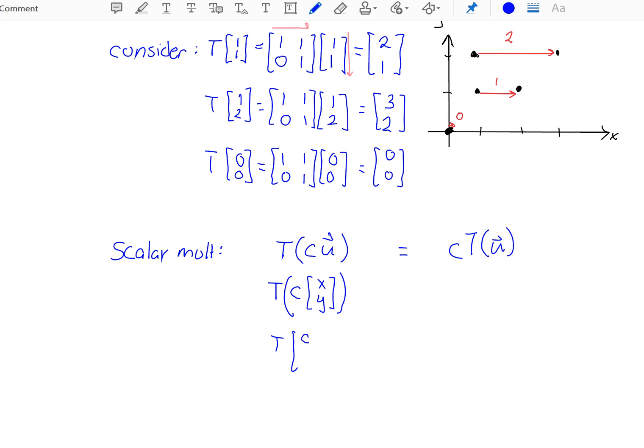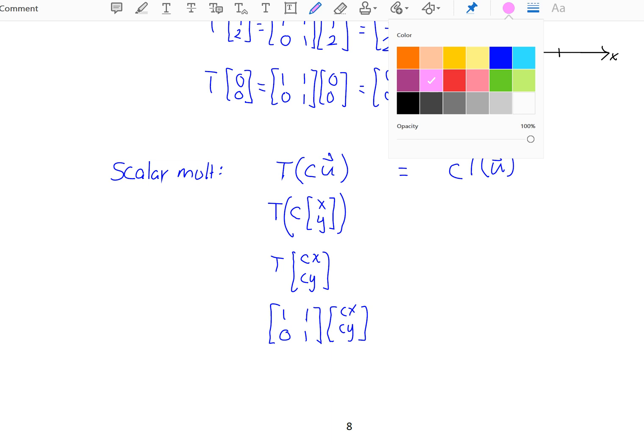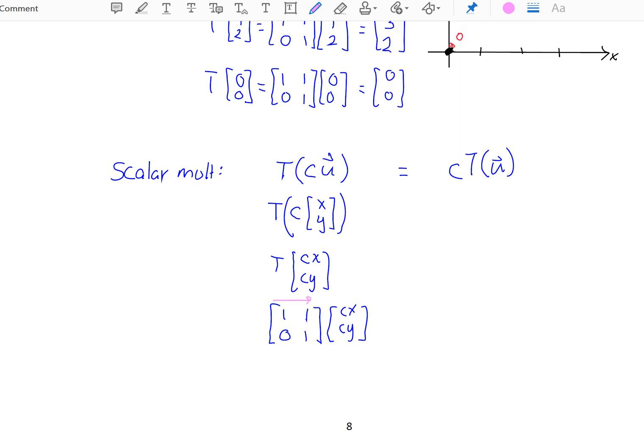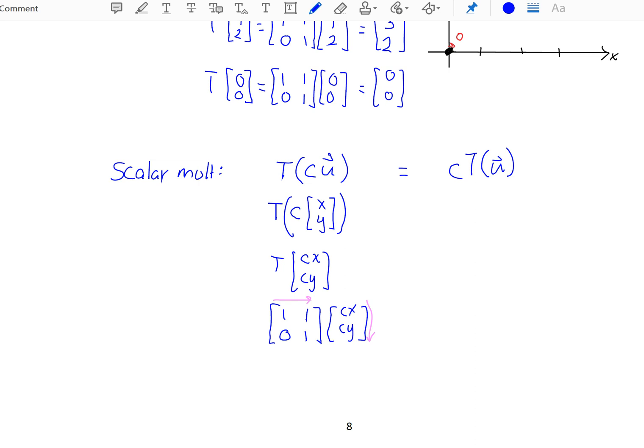Of course, when we scale a vector, we'll scale each component. And now to apply T to this vector, we'll multiply by the matrix [1, 1; 0, 1]. And when I multiply this matrix times this vector, again, the way I do this is multiply the row that you're working on times this column. So it'll be 1 times cx plus 1 times cy. And I think what we get is cx plus cy. Your second row is going to be 0 times cx, 1 times cy. That's just cy.